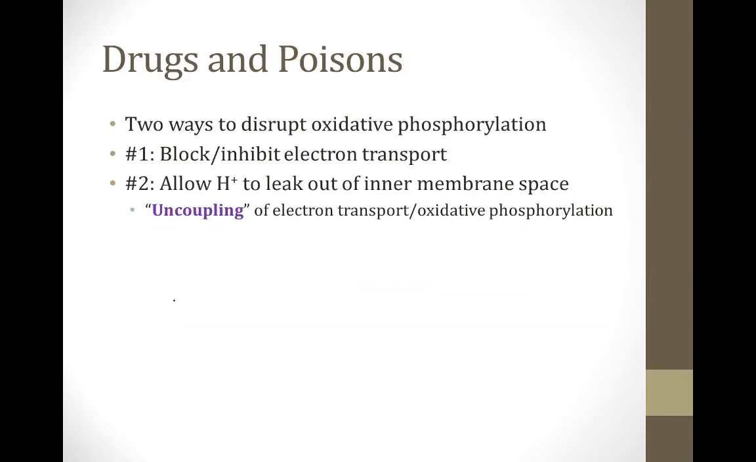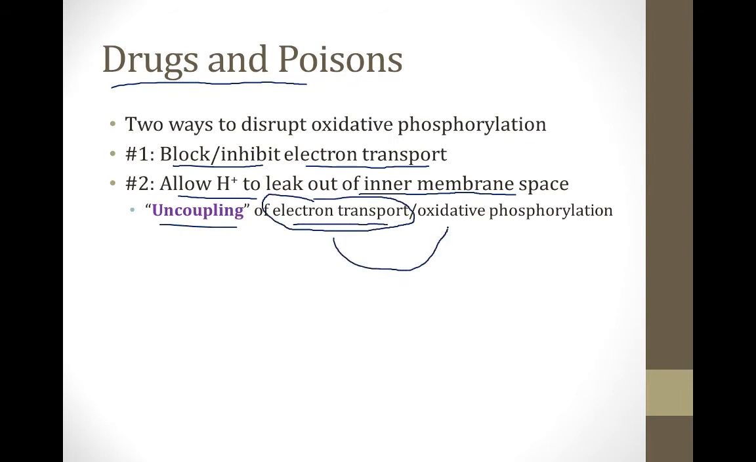For the remainder of this module, I'll talk about drugs and poisons of oxidative phosphorylation. In general, there are two ways to disrupt oxidative phosphorylation. The first way is to block or inhibit the electron transport chain. If you interrupt the passage of electrons from one complex to another, you will disrupt oxidative phosphorylation. The other way to do it is to allow those hydrogen ions to leak out of the intermembrane space. This is called uncoupling of electron transport because electron transport still occurs, but it is no longer coupled or linked to oxidative phosphorylation because all those hydrogen ions have leaked out of the intermembrane space and cannot be used by ATP synthase to generate ATP.